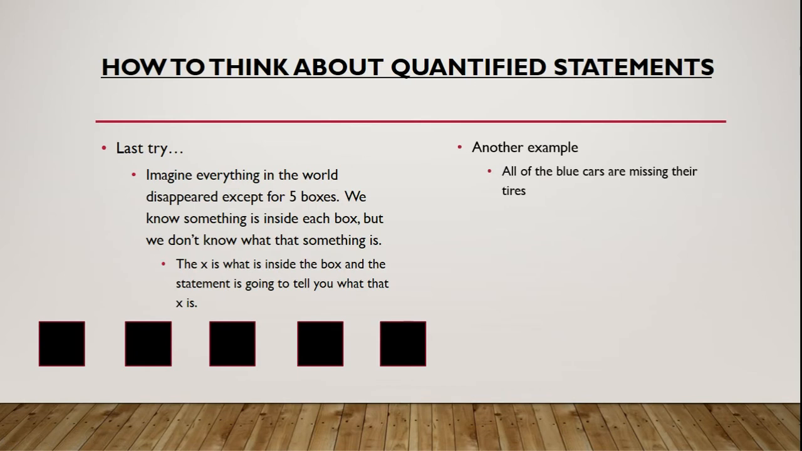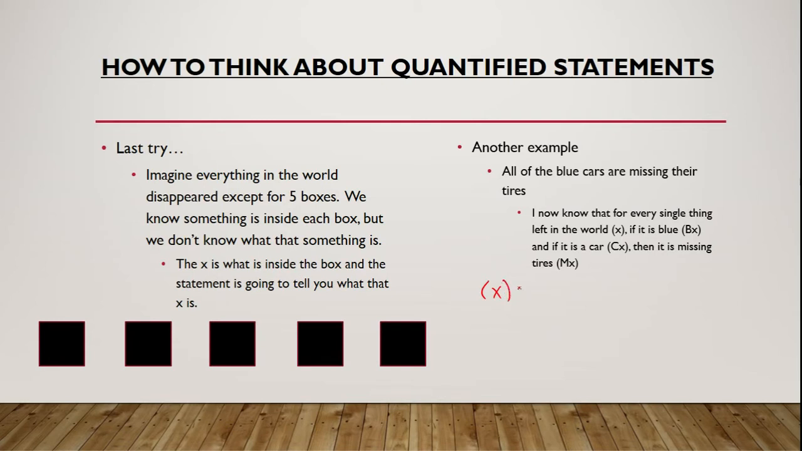All of the blue cars are missing their tires. So I now know that for every single thing left in the world, if it is blue and if it is a car, then it is missing tires. So let's write that statement out. You have for every x, if x is blue and x is a car, then x is missing its tires. All of the blue cars are missing their tires.